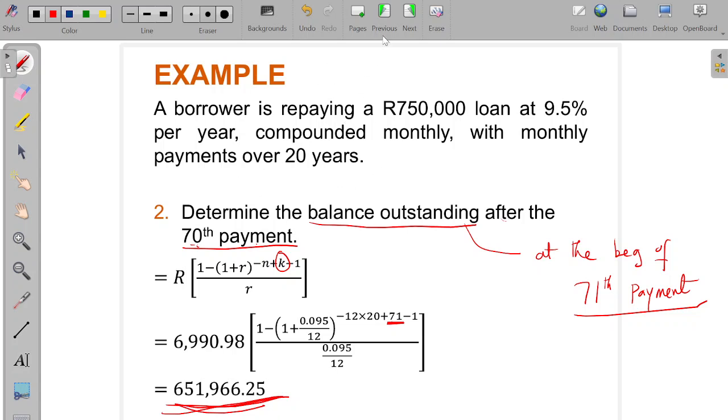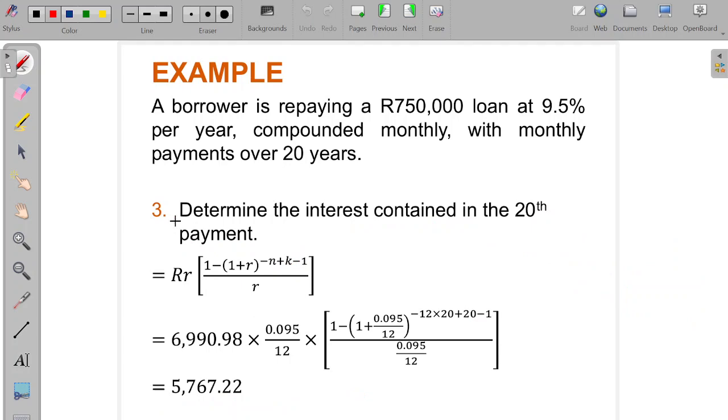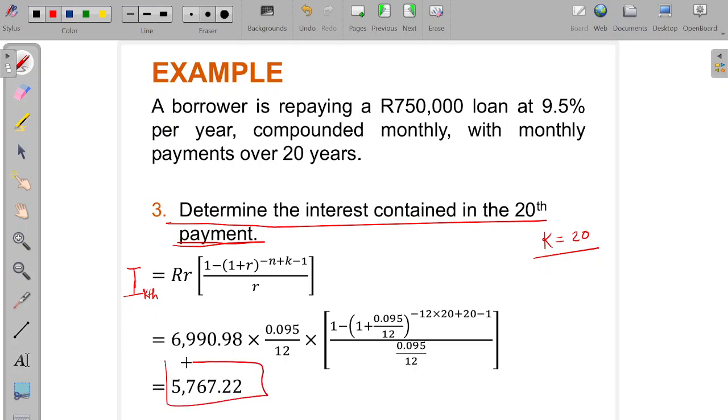Please ensure you understand. Number 3, we want to determine the interest contained in the 20th payment. So here, our K is 20. We use the formula for interest contained in the Kth payment, and then we get our value to be this. That is the interest in the 20th payment. Can you see, the interest is a lot in the 20th payment.